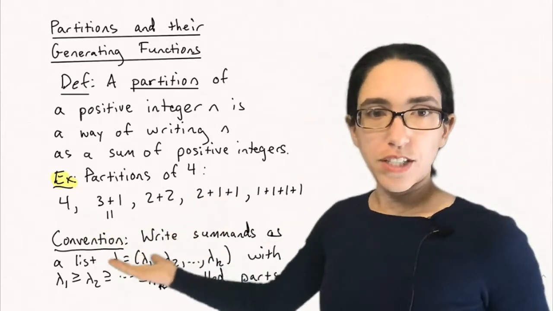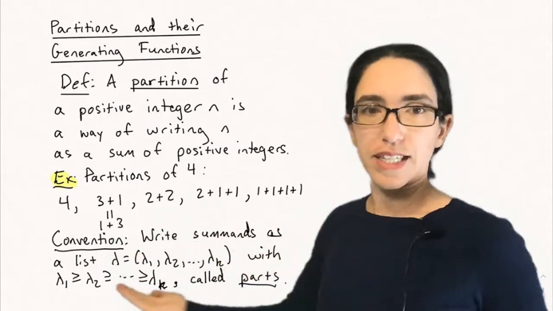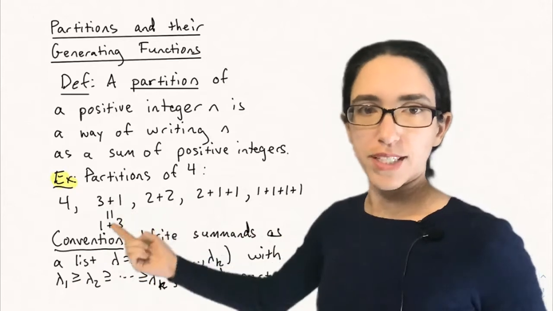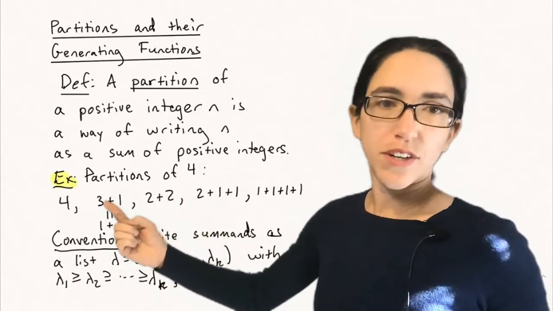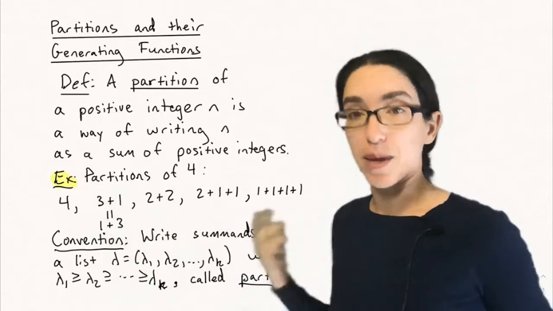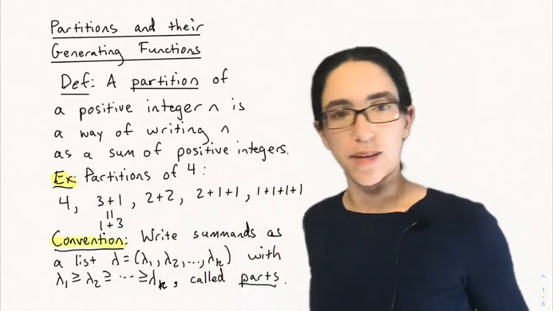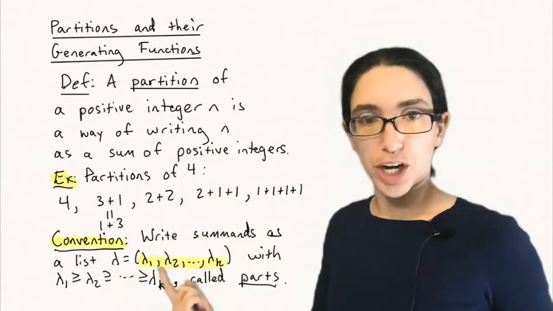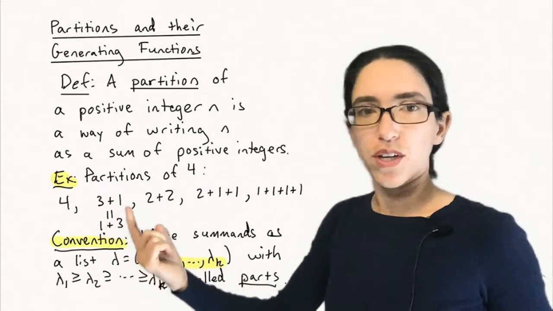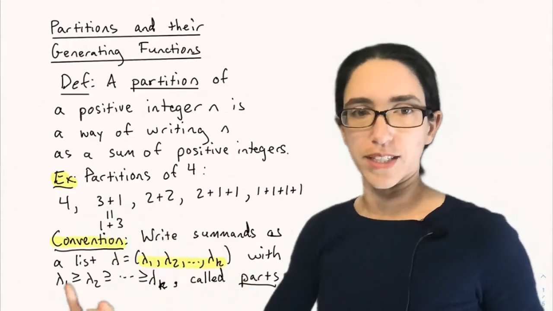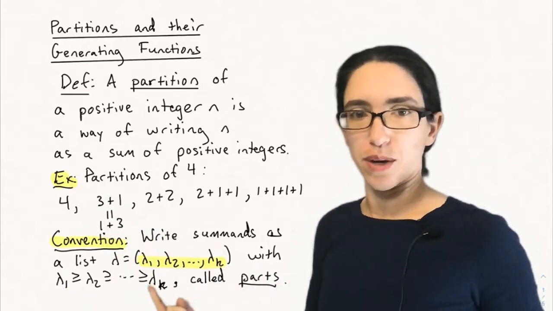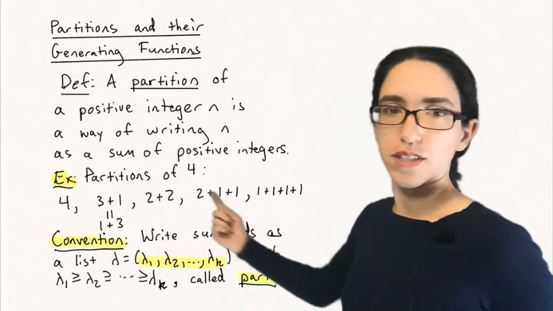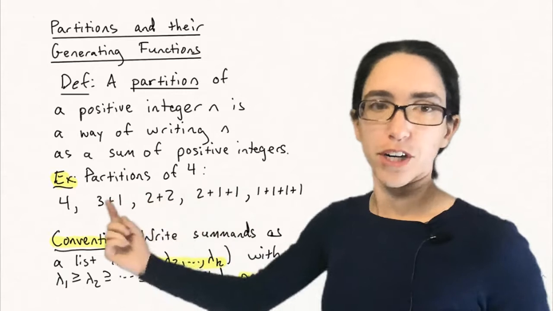So as a convention, we write the summands as a list, lambda 1 through lambda k, rather than using plus signs everywhere, because we consider 3 plus 1 and 1 plus 3 to be the same partition of 4. So the order of the summands doesn't matter. And so as a convention, we write the parts from greatest to least, because we might as well choose one particular order: lambda 1 greater than or equal to lambda 2 up to lambda k. And these lambda i numbers are called the parts of the partition. So the summands here are called the parts.